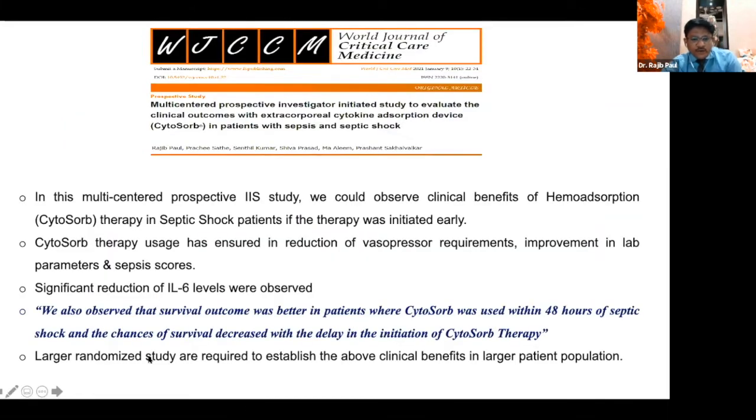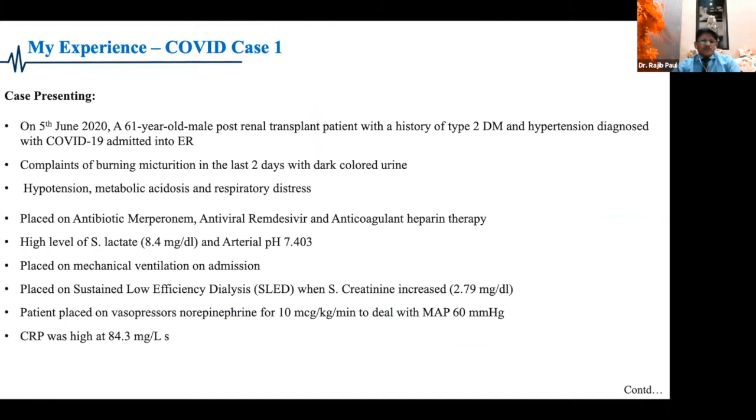So the conclusion was that we observed survival outcome was better in patients where Cytosorb was used within 48 hours of septic shock, and chances of survival decrease with delay in initiation of Cytosorb therapy. Coming to case presentation in COVID-19, we had 3 cases which I will be presenting very shortly.